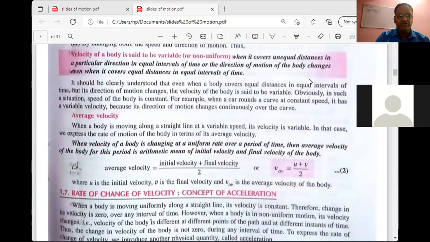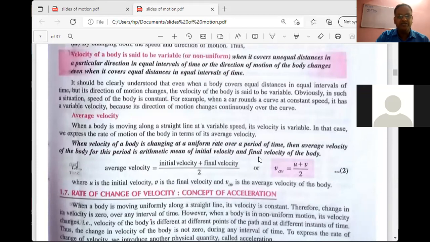Now we will be coming to the next topic, again a very important one. Students, we have studied average speed, so now we will study average velocity. When a body is moving along a straight line at a variable speed, definitely its velocity is also variable. In that case, we express the rate of motion in terms of average velocity. When the velocity of the body is changing at a uniform rate over a period of time, then the average velocity of the body is the arithmetic mean of the initial and the final velocity.